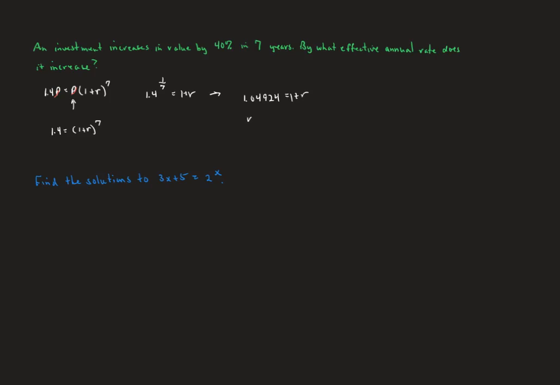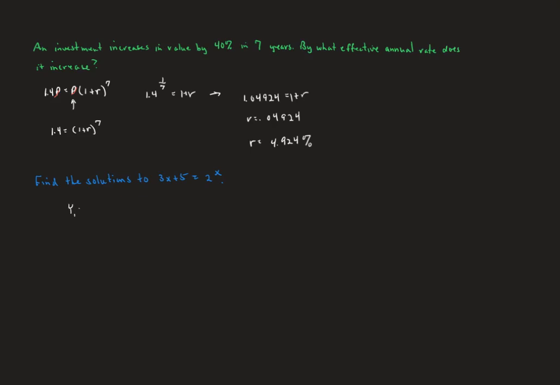And so our R is going to be 0.04924 as a decimal. We want it as a percent, so our effective annual rate is 4.924%. So in order to increase by 40% in those 7 years, it was increasing by 4.924% each year.